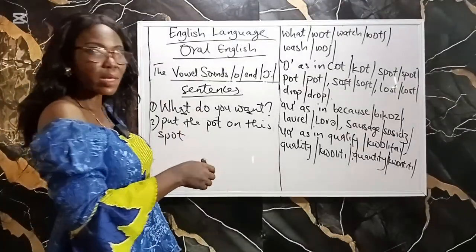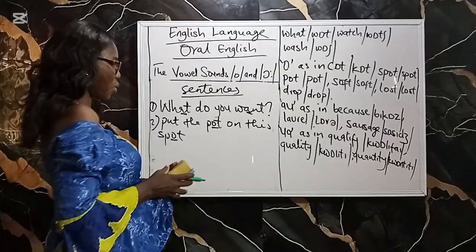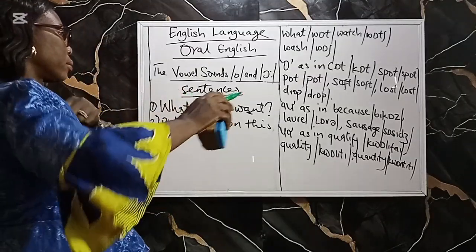Put the pot on this pot. So we have pot here, we have spot. Okay.